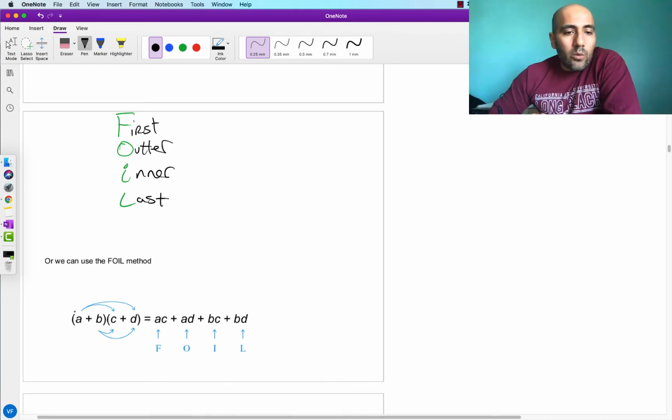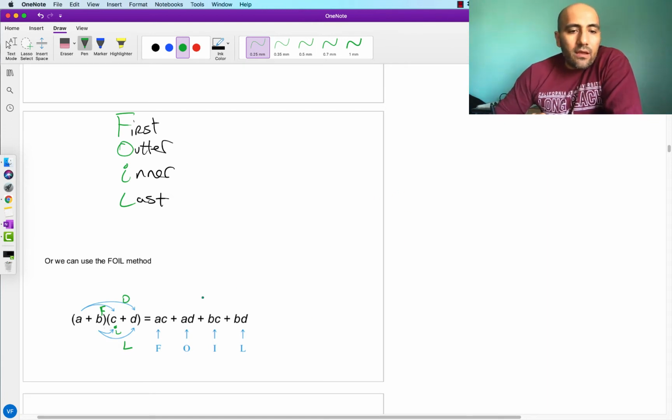And so the pattern, when you're working with a binomial, is this. The F stands for the first two terms in our binomial. So that would be this guy, F, which is the A times the C. And then O for the outer is the A times the D. That's the O. The I is the inside ones, so the B times the C. And finally, last is these two. Last, F-O-I-L, FOIL. FOIL is a way of remembering a pattern that exists in order to get the same results.